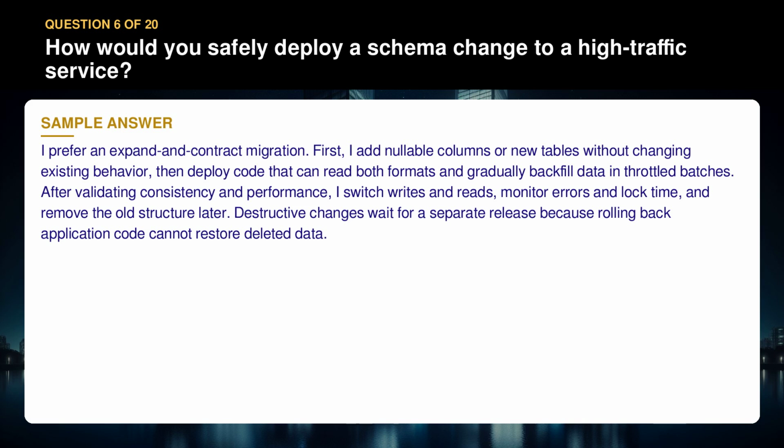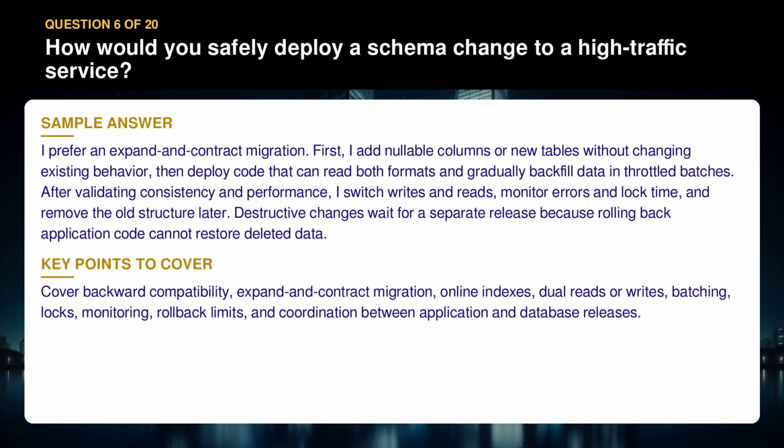I prefer an expand and contract migration. First, I add nullable columns or new tables without changing existing behavior, then deploy code that can read both formats and gradually backfill data in throttled batches. After validating consistency and performance, I switch writes and reads, monitor errors and lock time, and remove the old structure later. Destructive changes wait for a separate release because rolling back application code cannot restore deleted data.